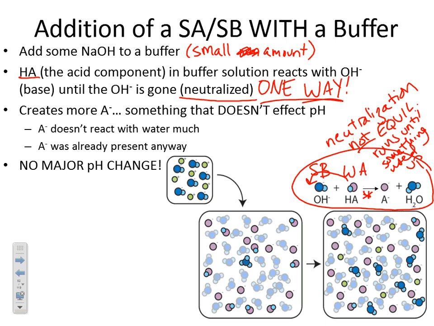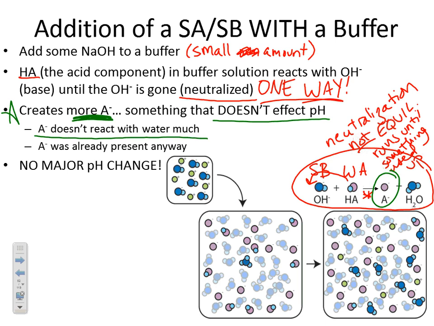But look at what we made. Look at what this neutralization reaction made. All neutralization reactions, by the way, are not equilibrium reactions. They go until something is gone. We made something that doesn't affect pH. So this reaction created more A minus. A minus does not react with the water very much.